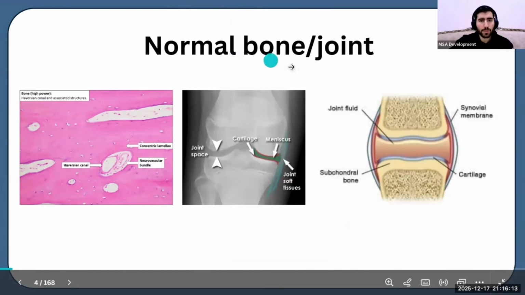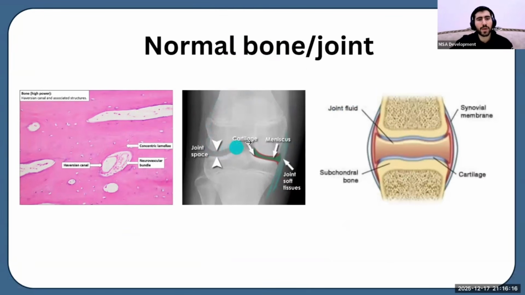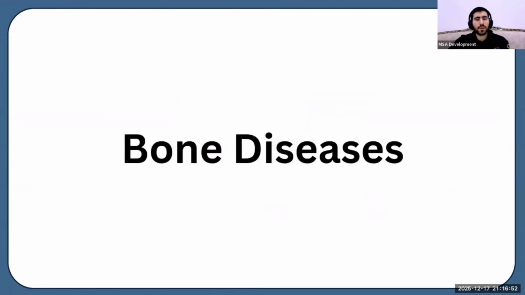So here we have a normal bone and normal joint. As you can see in the X-ray, we have the bone, and we have the joints, the cartilage, the meniscus, and everything. Here, the histology of the bone, we have the lamina and the osteoid and everything. And here, for the joint itself, we have the synovial membrane, the cartilage, the subchondral bone. Chondral means cartilage, so subchondral means under the cartilage. So this is the bone under the cartilage. There is the joint fluid, and this is the synovial membrane. It's important to know the normal X-ray and histology of the bone itself because you need to know it for the diseases too. So let's start with the bone diseases.